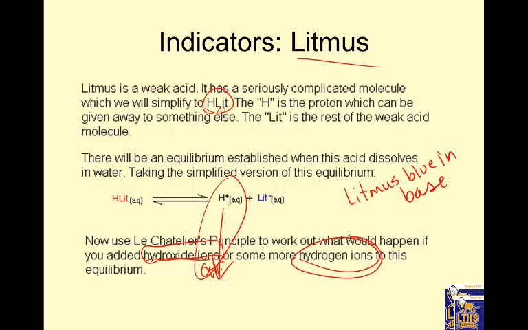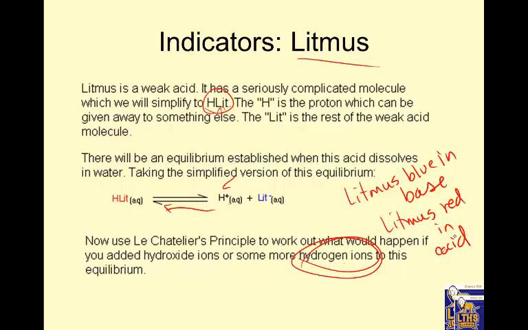What if we added more hydrogen ions? So now, instead of taking them away, we add acid. Acid adds more of this. That shifts to the right. I said right, but I mean left. Okay, so shifts left. So litmus is going to be red in acid. And it's all about the equilibrium. Isn't that cool? More acid makes the color of litmus shift to the red side.